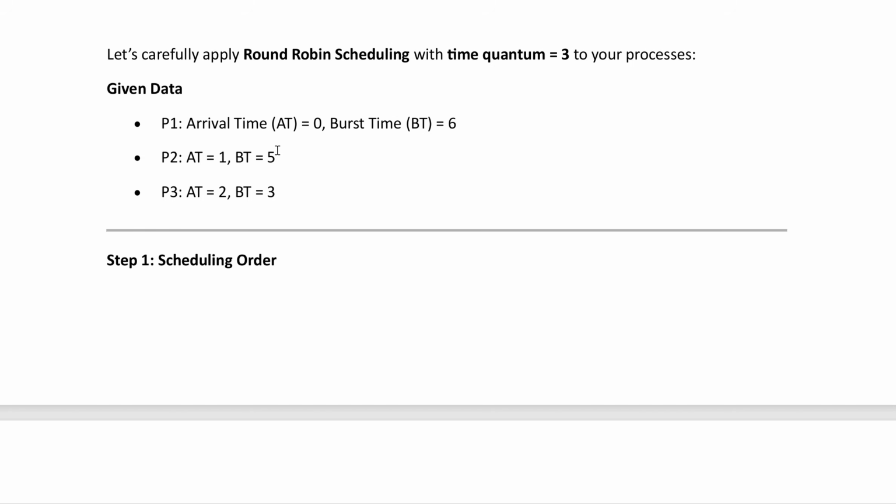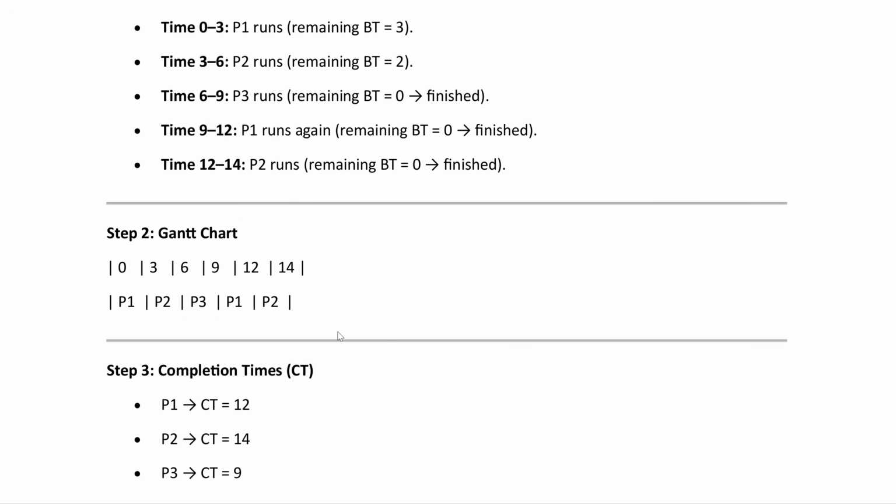Earlier it has been executed for 3, so the remaining burst time is 2. So that's why 12 plus 2. P2 will complete its execution up to 14 units of time. So we can compute the completion time now, because we have to compute the average waiting time.